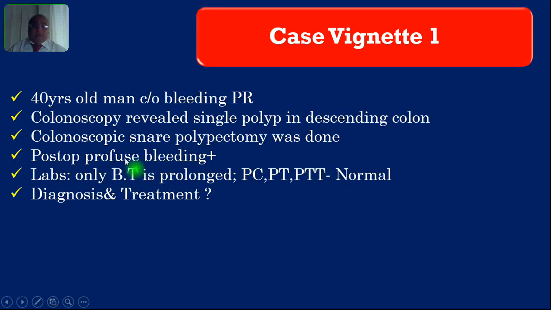Post-operatively, he started profuse bleeding. So labs reveal only bleeding time is prolonged. All other parameters are normal. So what is your diagnosis and treatment?